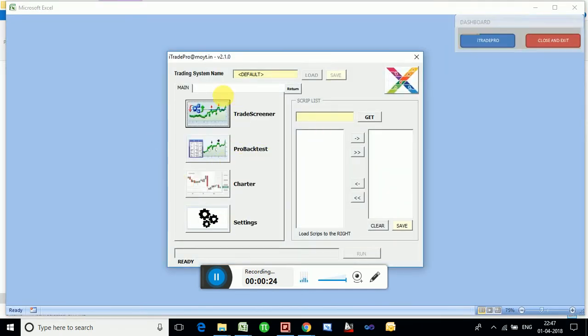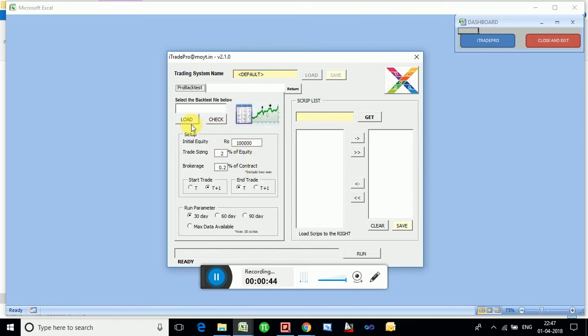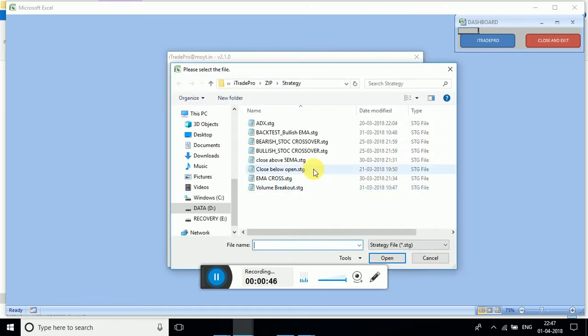So here I've opened the latest version of iTrade Pro. Please note the version is 2.1.0. And this we have released along with the trade screener. We have released ProBacktest and Charter. So today I'm going to concentrate on ProBacktest. Later on in some other session we'll take up Charter. So when you open this, go to ProBacktest, and here I'm going to load one backtesting strategy.